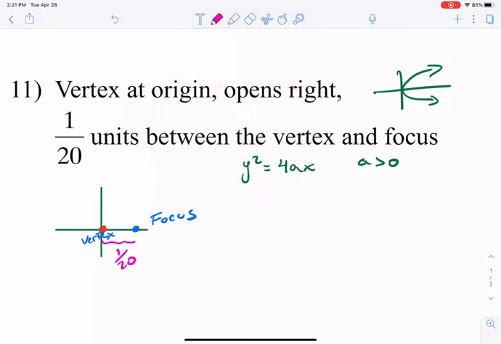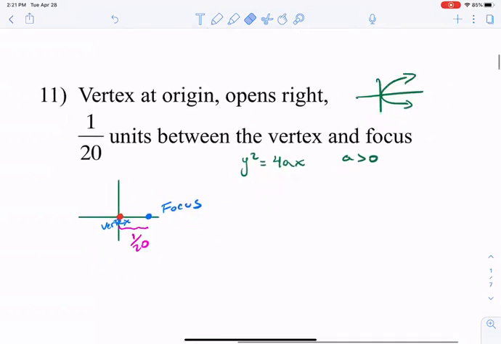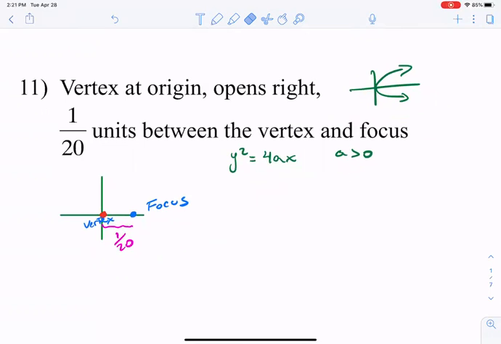Okay? So I need to find out what's the value of A. I know it's positive, but I need to find out. Well, if that's the vertex, right? They're saying that 1/20 is the length. Basically, this is the A value, right? This is the A value.